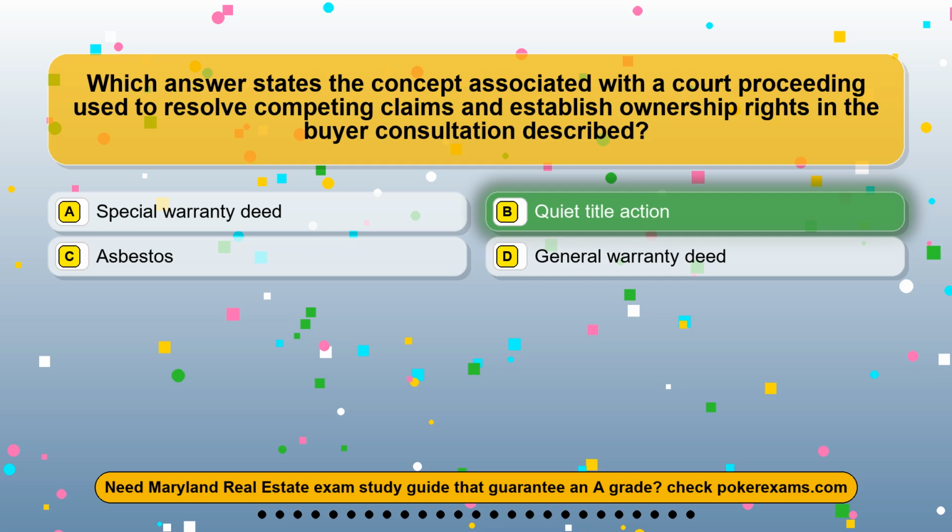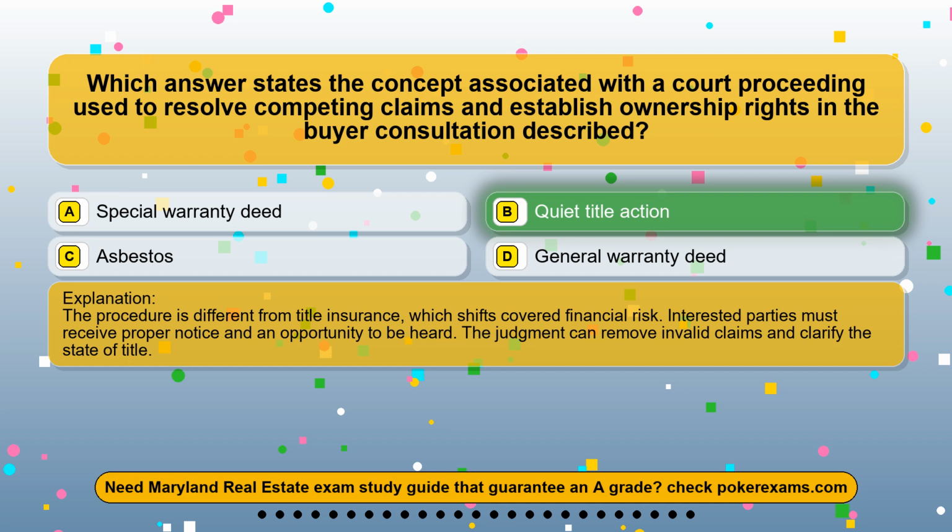The correct answer is option B, quiet title action. The procedure is different from title insurance, which shifts covered financial risk. Interested parties must receive proper notice and an opportunity to be heard. The judgment can remove invalid claims and clarify the state of title.